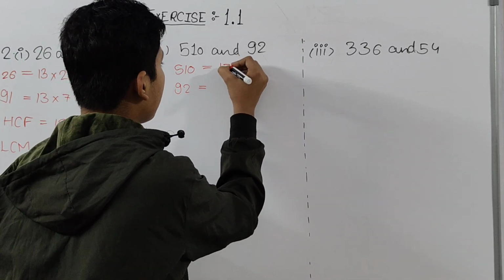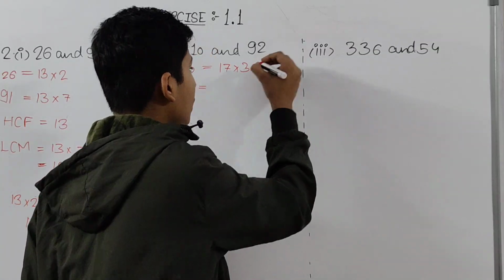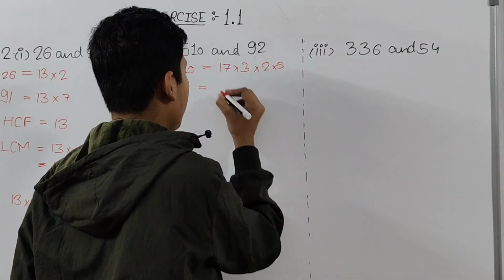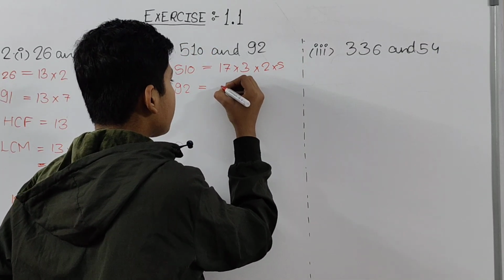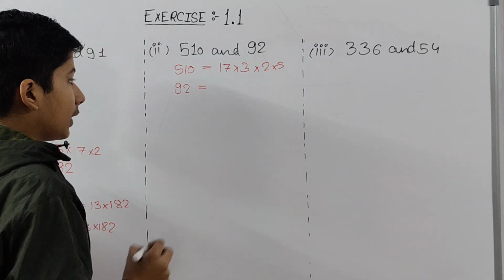510 can be written as 17 into 3 into 10. 10 can be written as 2 into 5. Here we can write 13 7s are 91. No, it is not matching.